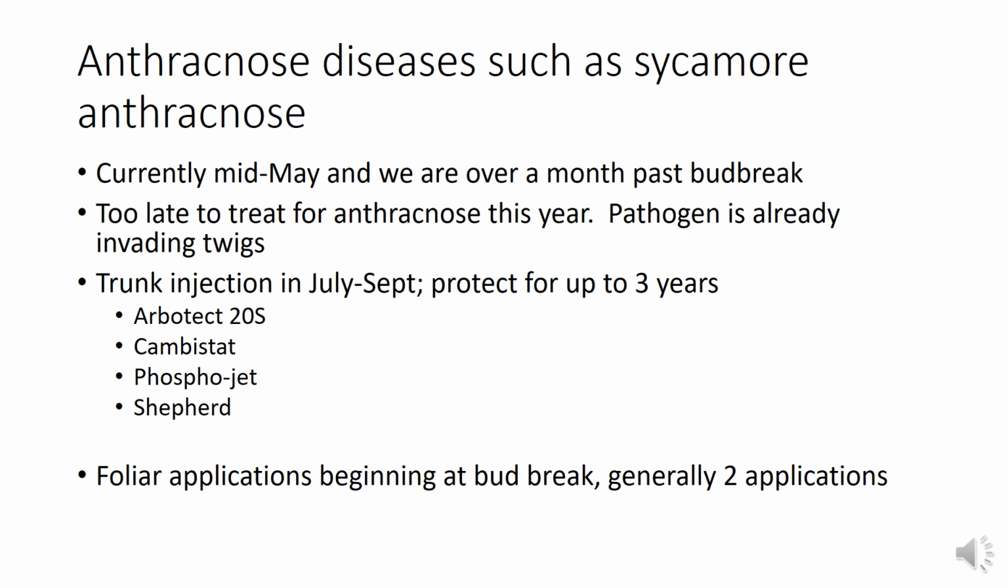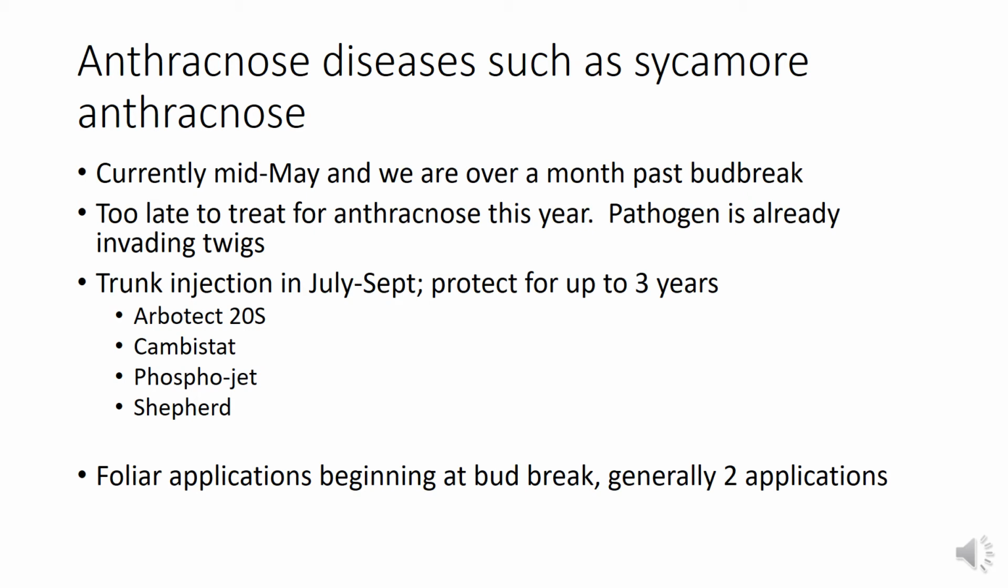There are trunk injections that are labeled, which are generally applied in late summer from about July to September. These products can protect for up to 3 years, and here are 4 examples of injections that are labeled for use in Oklahoma. These are to be applied by an arborist. This does require specialized equipment, and so it's not something that we would suggest for a home gardener.